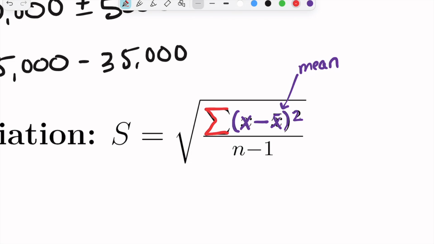This symbol here is a sigma. It's a capital sigma, and it just means to add things together. After that, we're going to divide that answer by n minus 1. N minus 1 is the number of data points minus 1. Once you get that all finished, that's when we're going to square root that answer. And that's how you calculate standard deviation.